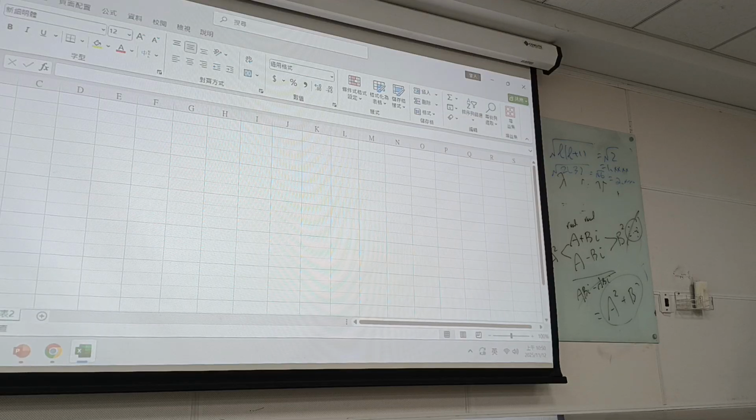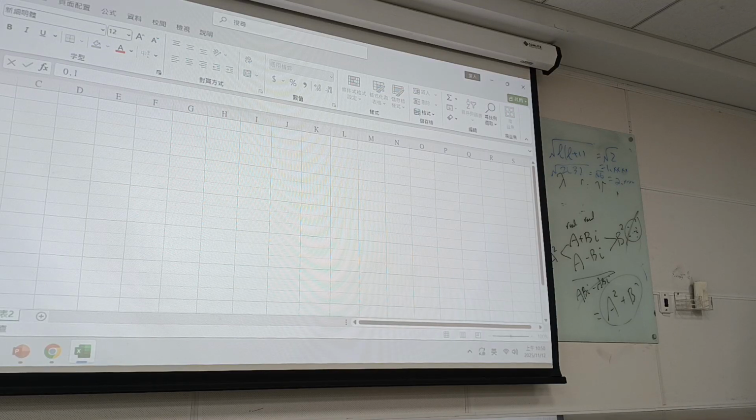So this is radius, in the unit of a naught. This 0.1, 0.2, equal to this plus 0.1. Okay, I try to regenerate.